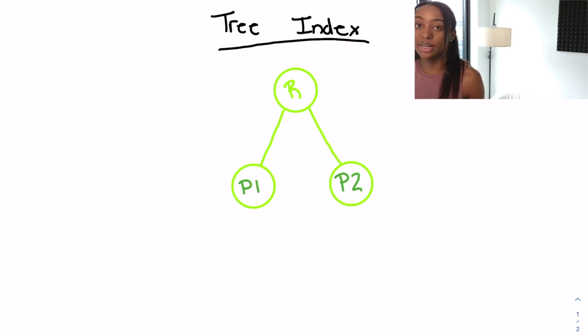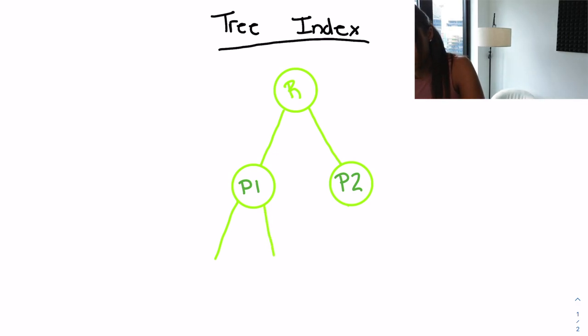Moving on to the tree index. What this is doing is building a hierarchical index from the set of nodes. So here we have the root node, and then that is divided into two parent nodes. Then each parent node is going to have a child node.